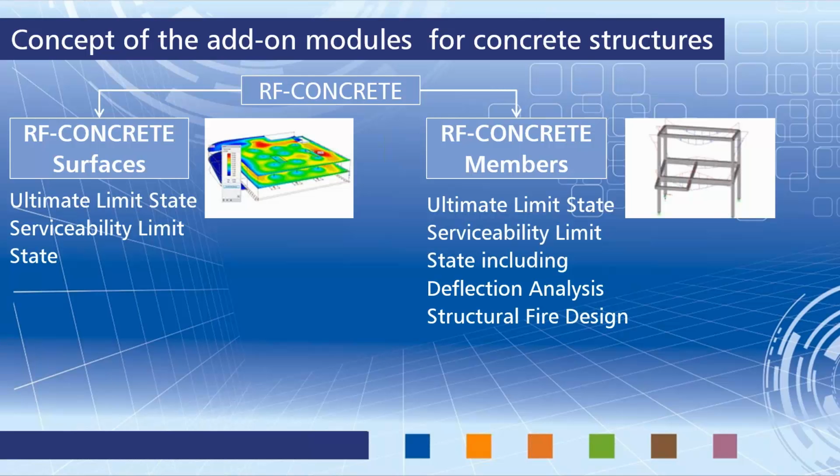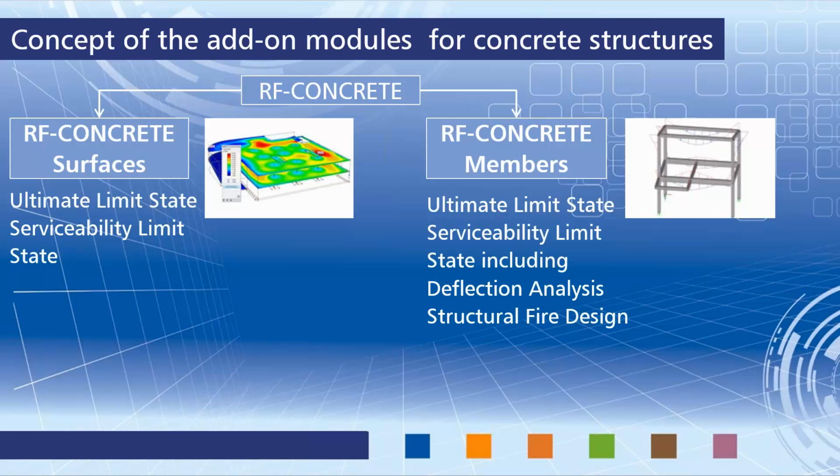Also in both modules, the serviceability limit state is analyzed. Here the stress limits of steel and concrete are analyzed and the crack width is proved. This is described in chapter 7 of the Eurocode 2. The RF concrete members is doing also a deflection analysis, which is using the analytical solution as described in section 7.4.3 in the Eurocode 2. The RF concrete members is also doing a structural fire design in accordance with Eurocode 2 part 1-2. So these are the basic concrete add-on modules.